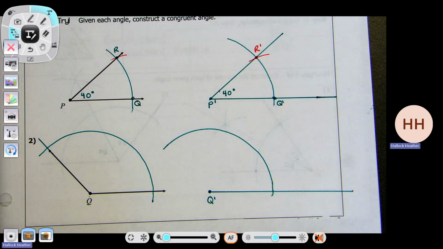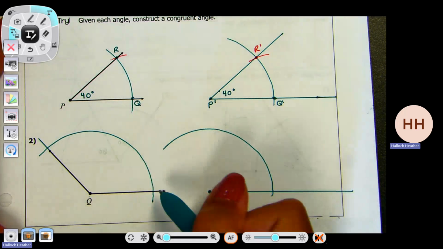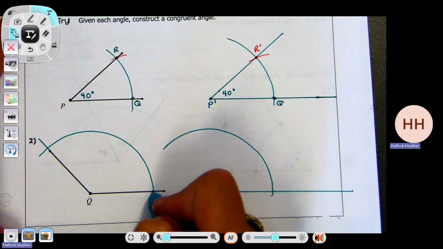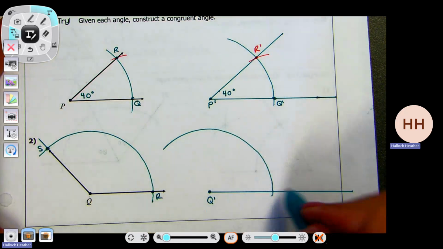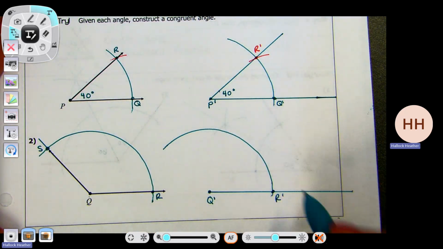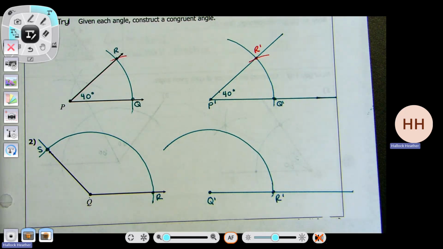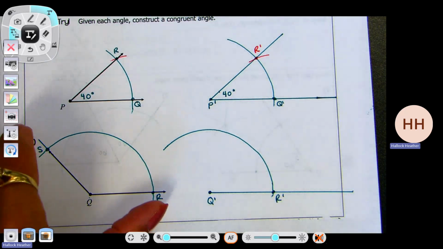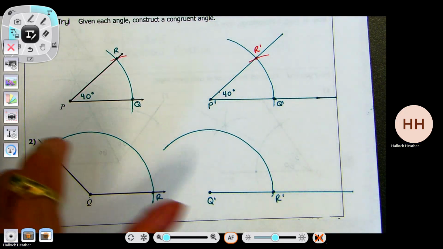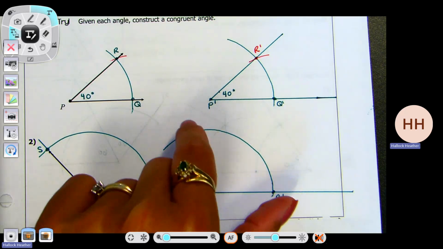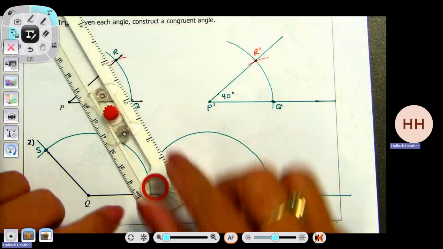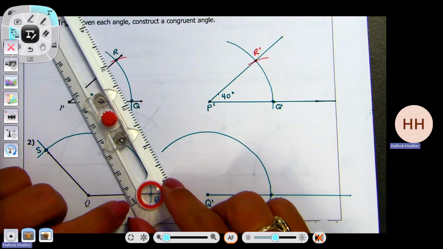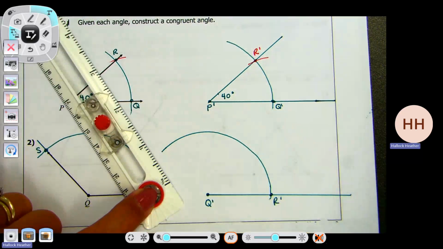You find the distance. Oh, should we add our letters? Q, R. Let's put R. Let's call this S. We're just making up stuff right now. So we have Q prime. This is R prime. I have to find S prime. So I'm going to measure the distance from R to S using the compass. And that's going to be what I mark over here as well, because I need to know where S is going to go.